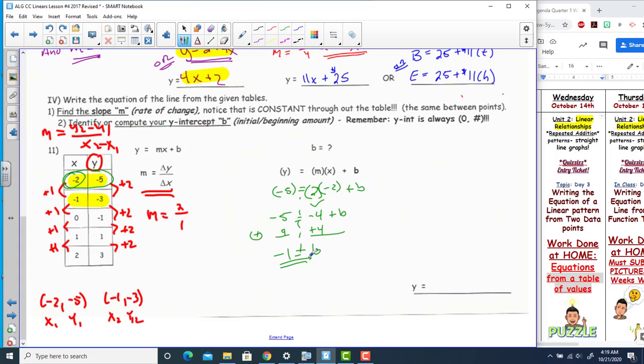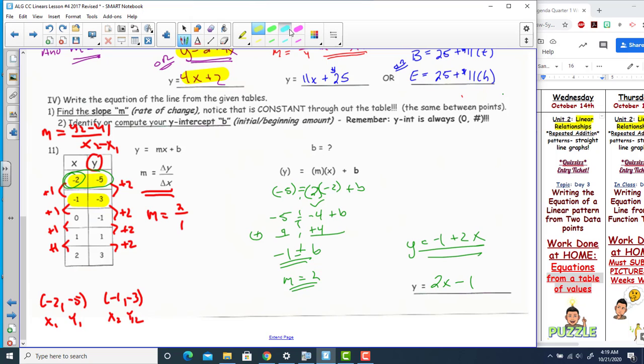So now that I have my beginning amount, this relationship must have started at -1, I can go ahead and take that along with the rate of change and write a repeated addition pattern. y equals 2x minus 1. Or if you prefer, you can say y is starting at -1 and we're adding 2 over and over again x number of times.